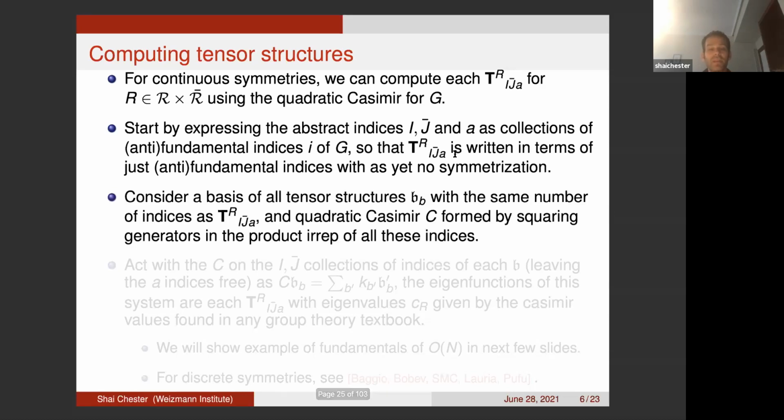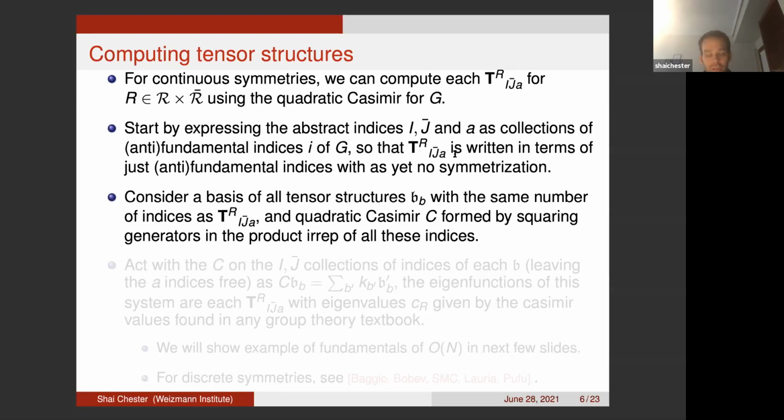The second step is that you consider a basis of all tensor structures, fancy B, which have the same number of these fundamental or anti-fundamental indices as the 3-point tensor structure. And then you construct the quadratic Casimir C by squaring generators, which will be in the product representation formed by all these indices. This is why we're just using fundamental indices, to make everything very explicit, because it's very easy to find explicit formulas for what the generators are.